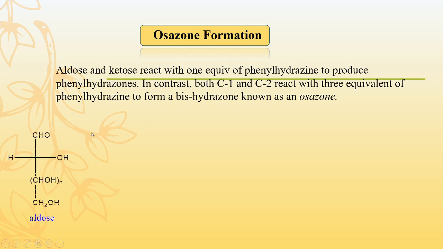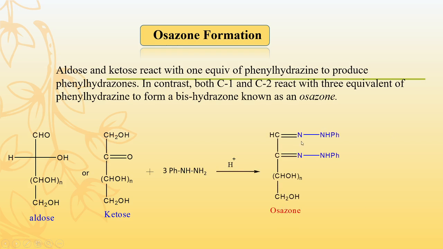Let's see. This is the aldose molecule, a carbohydrate sugar. Why is it an aldose? Because here there is an aldehyde group, therefore it is called aldose. Or this is the ketose molecule. If we react three equivalents of phenylhydrazine, then it gives the osazone as a product, and this is the structure of the osazone. And these are the byproducts: aniline, NH3 and a water molecule. This is the simple reaction.